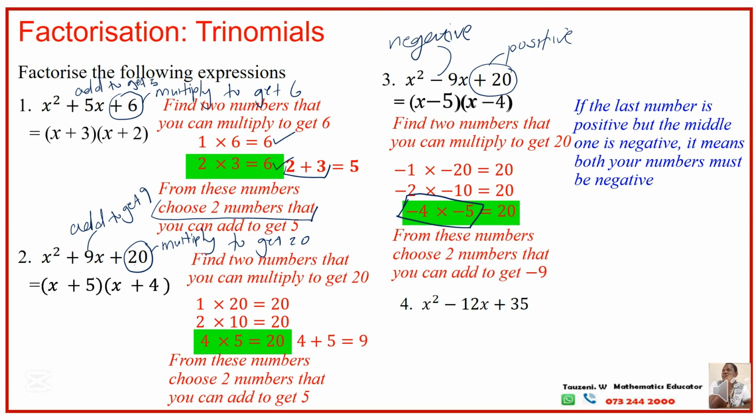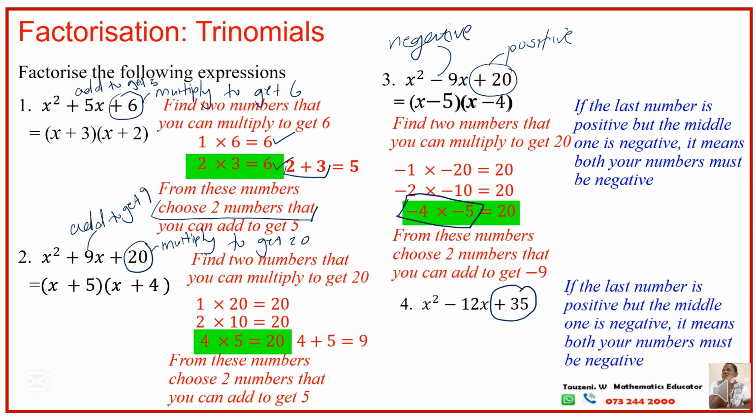The last one, same thing. We need two numbers that we can multiply to get 35. And if we add the numbers we get the middle one. So our 35 is a positive 35. We need two numbers that can give us a positive 35. And if you add the same numbers, you get the middle one.